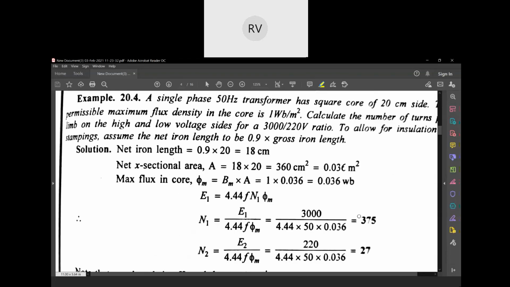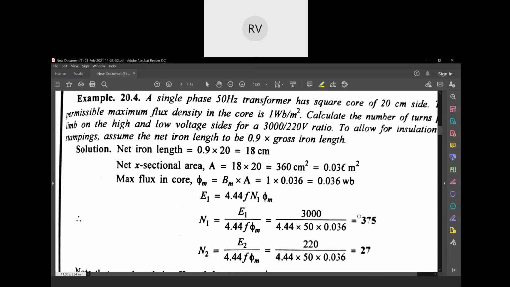Next problem is similar to what we have seen in the last problem, same thing. Here he is not giving us the direct length of the material. So let us see. A single phase 50 hertz transformer has a square core of 20 centimeters. The permissible maximum flux density in the core is 1 Weber per meter square. Calculate the number of turns of the limb on the high and low voltage sides of 3000 by 220 volt ratio. To allow for insulation stampings, assume that the net iron length to be 0.9 into gross iron length.